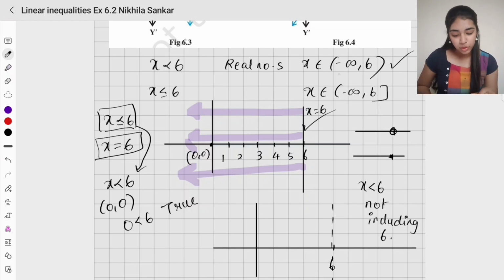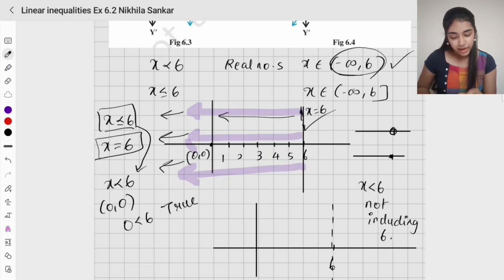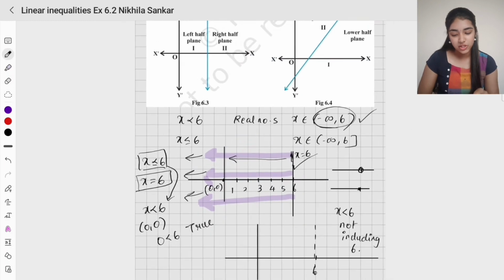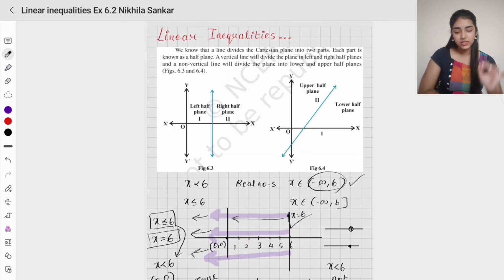How are we going to draw the region? From minus infinity up to this 6. So on this side is minus infinity. This is going to minus infinity, up to 6. Okay? So this is how you shade your region. So this is given here. This is your theory.